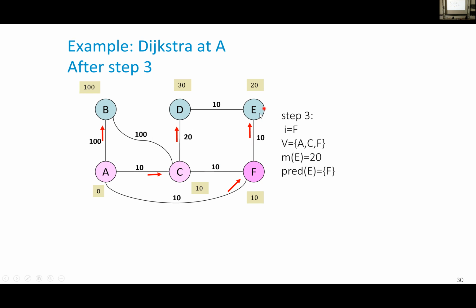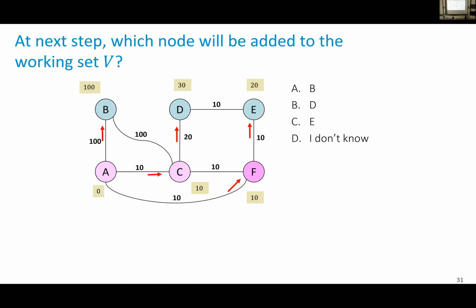Here we get a better distance for E. So E now has a value which is 20, 10 plus the value from F to E. The other values don't change because C is already visited, we don't consider it, and the only new neighbor is E here. So that's step 3. Step 4, what will happen at step 4? Which node will be visited?